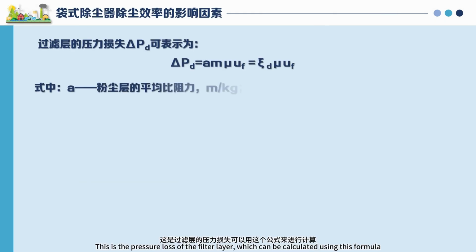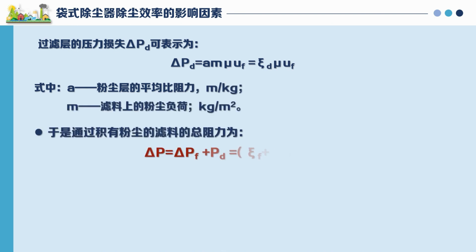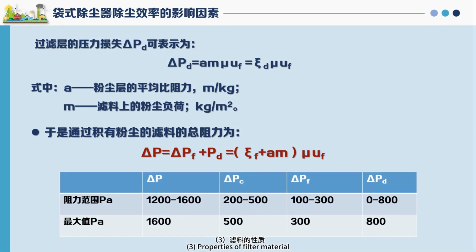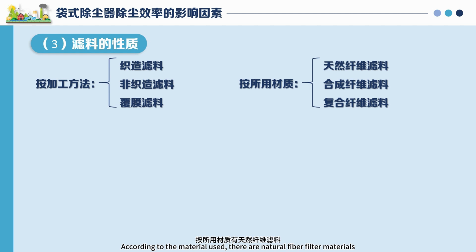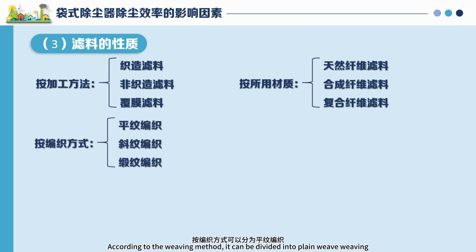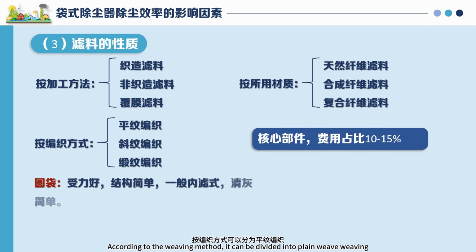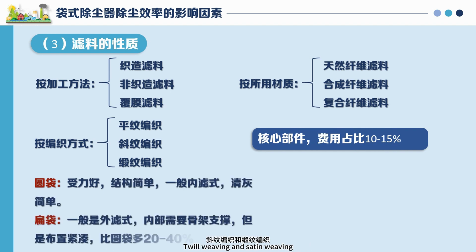This is the pressure loss of the filter layer, which can be calculated using this formula. 3. Properties of filter material. According to processing methods, it can be divided into woven filter materials, non-woven filter materials, and membrane-covered filter materials. According to the material used, there are natural fiber filter materials, synthetic fiber filter materials, and composite fiber filter materials. According to the weaving method, it can be divided into plain weave, twill weave, and satin weave.